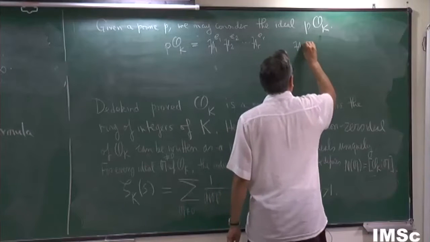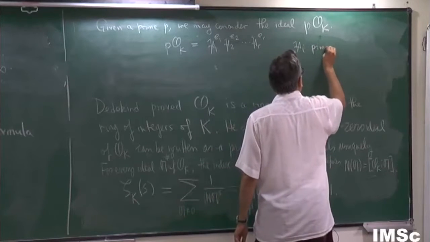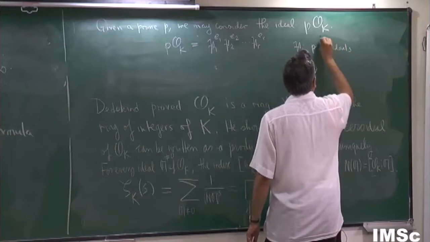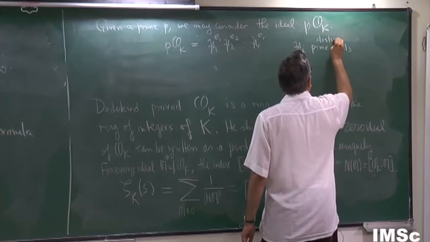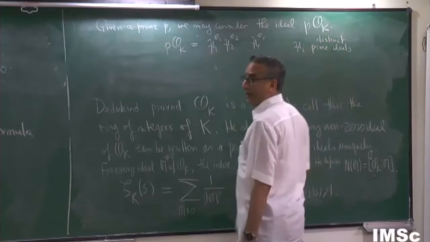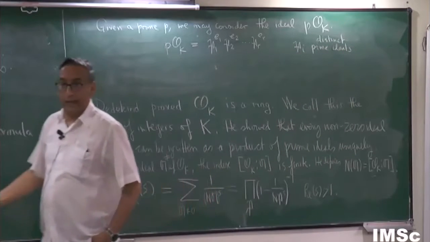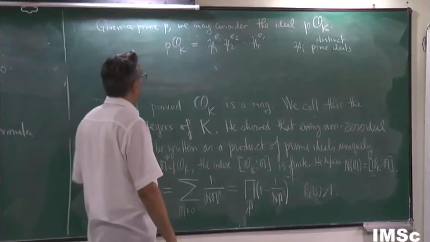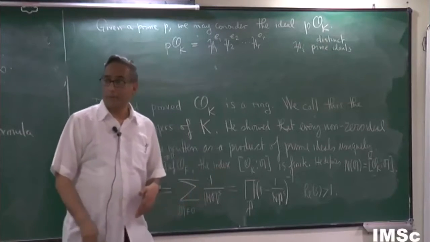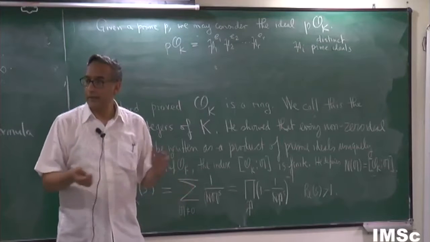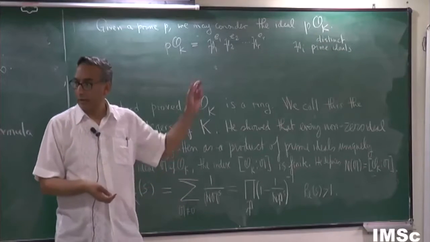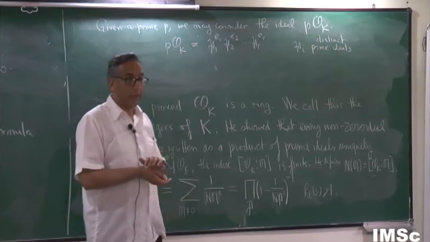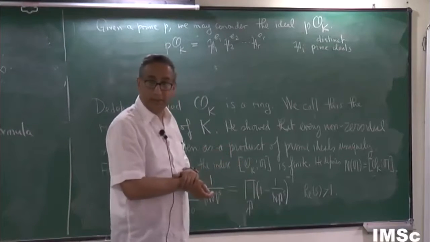So these P_i are prime ideals. Distinct prime ideals, right? We have this unique factorization of ideals in this ring. And the question is, abstract theory is fine and dandy, but how do I get my hands on those ideals? How do you give me those ideals?